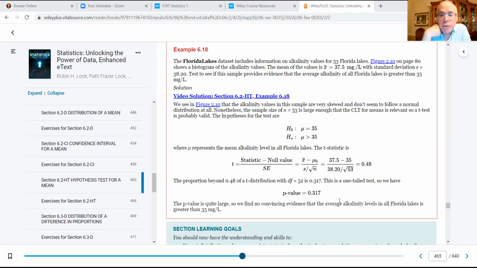So in conclusion, we would say something like, at the, let's say alpha is 10%, we would say at the 10% significance level, there is not enough evidence to conclude that the average level of alkaline in Florida lakes is greater than 35. There's just not enough evidence to show that. Okay, and that's an example of a right tail test.